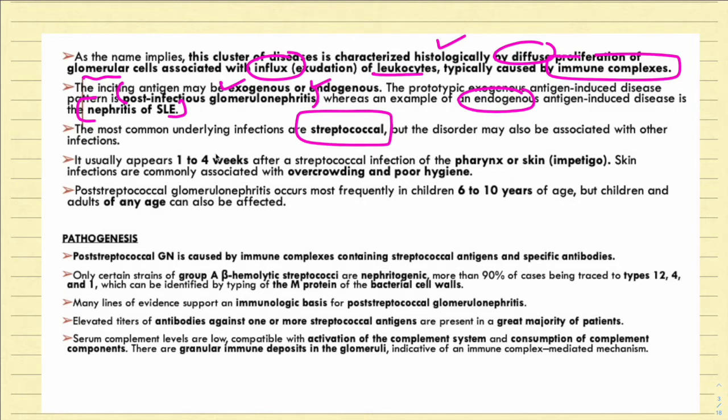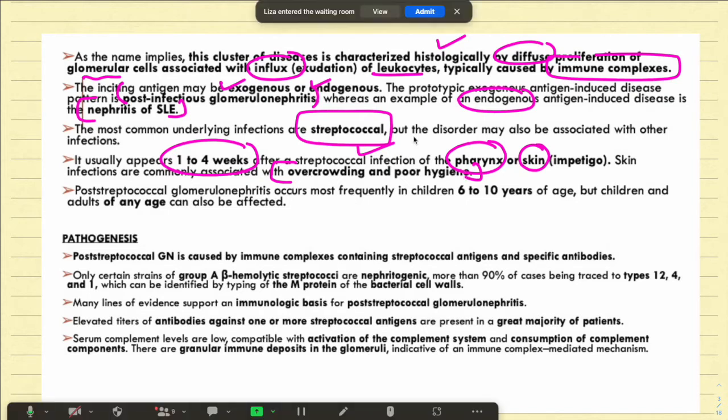Okay, so it usually appears 1 to 4 weeks after a streptococcal infection of either the throat, that is the pharynx, or the skin. So skin infections are commonly associated with overcrowding and poor hygiene. So there will be a history of an episode of either a sore throat or an episode of skin infection. 1 to 4 weeks after the streptococcal infection, you will see that the patient has developed acute post-streptococcal glomerulonephritis. So it is very frequent.